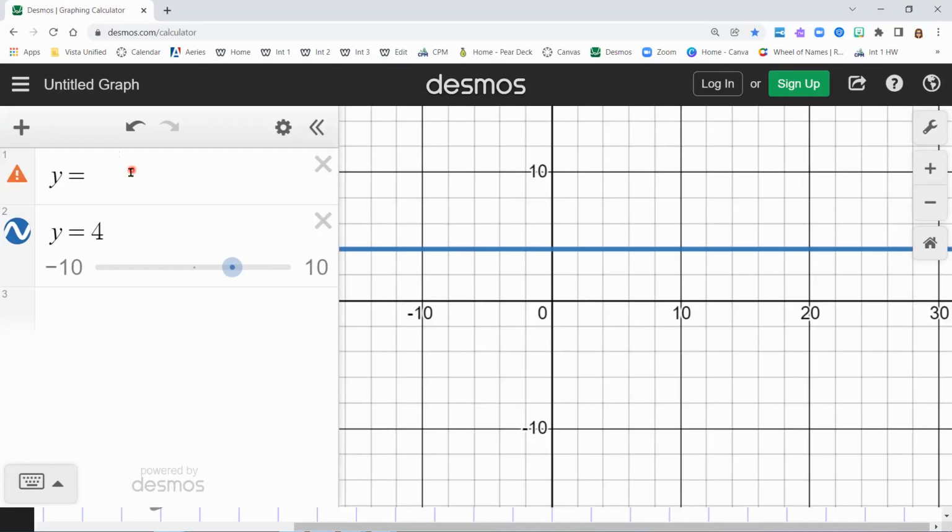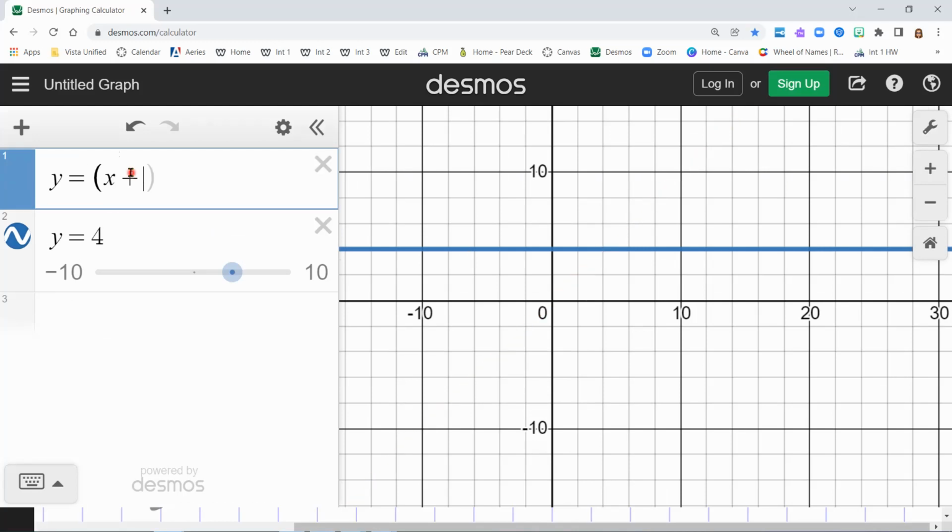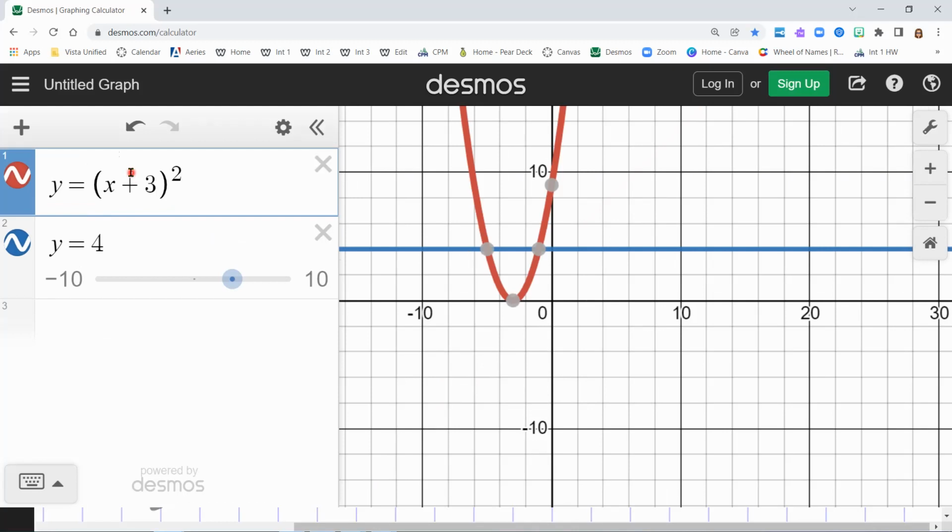Oh, I took everything off, didn't I? x plus 3 squared. You see, I get a parabola. This would be like my number line, but you see how it's a height of 4? At -5, I'm at 4. At -1, I'm at 4.